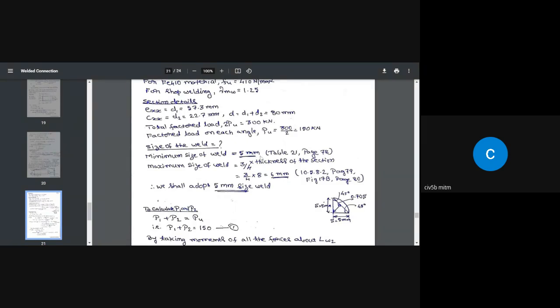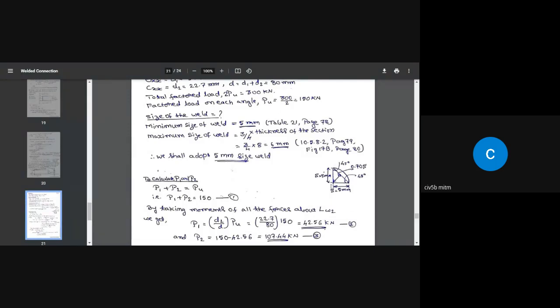So you can take one of these two values. In the previous example, I took 6 millimeter. For a change, I've taken a value of 5 millimeter in this case. In case the value falls between 4 millimeter and 8 millimeter, you can take the weld size of any size between 4 and 8: 4 millimeter, 5 millimeter, 6 millimeter, 7 millimeter, and 8 millimeter. Any of those sizes you can take. But in this case, 5 is minimum, 6 is maximum. So I'm taking 5 millimeter as the size of the weld.